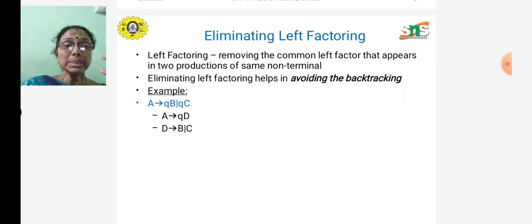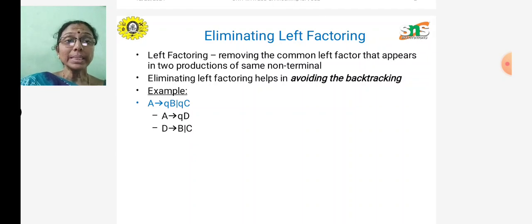Whenever we use a CFG, the grammar should not be left recursive, it should not have left factoring, and it should not be ambiguous. These three points should be considered when you are deriving a parse tree from the grammar. If they are present, we have to remove them before constructing the parser. In the last video we saw derivations and parse trees, and in today's video we are going to see what left factoring is.